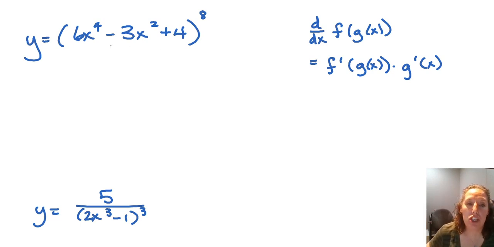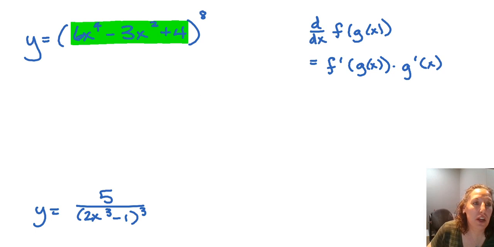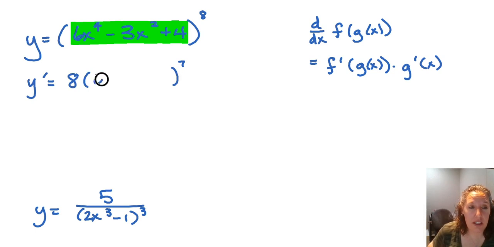But if we apply the chain rule to this, what we're going to do is take this inside function, that's going to be our g of x. We're going to take the derivative as if that were just an x. And so if we had just x to the 8th, our derivative would be 8 times that x to the 7th. This is not just an x, so we also need to multiply by the derivative of the inside.